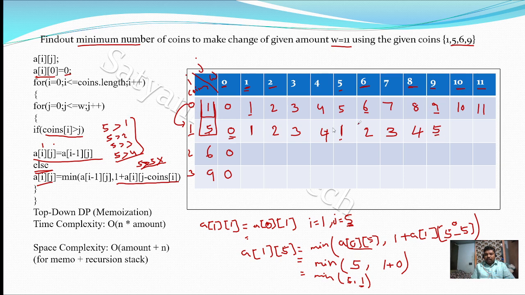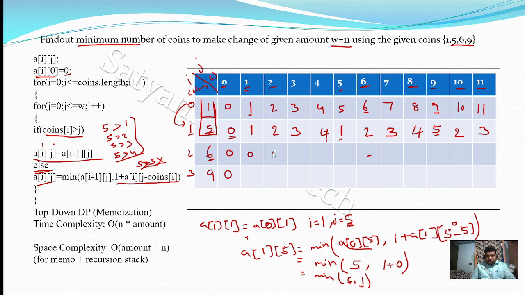Now you can see 10. So 2 5 rupee coins, 2 coins is required to make that 10. Here it is 2 5 rupee coins plus 1, that is 3 coins is required. 3 coins is required here. Here you can see, so 6 up to this point.